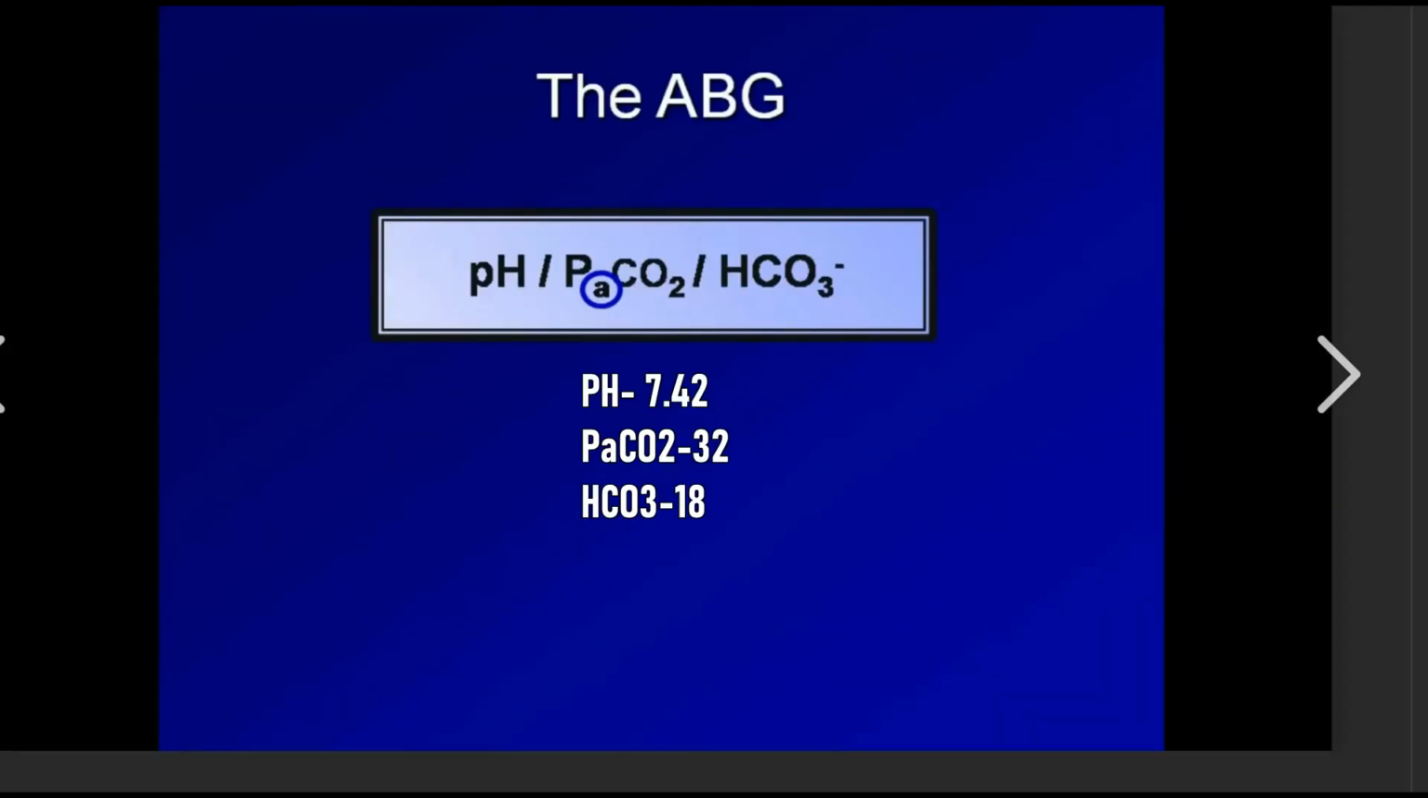Now let's see another ABG. pH of 7.42, PaCO2 of 32 and bicarb of 18. So pH 7.35 to 7.45, it's normal. PaCO2 35 to 45, it's low. Bicarb 22 to 26, so it's low. So the pH is normal, whereas the other two values are out of range. So it is not a normal ABG. That means fully compensated ABG.